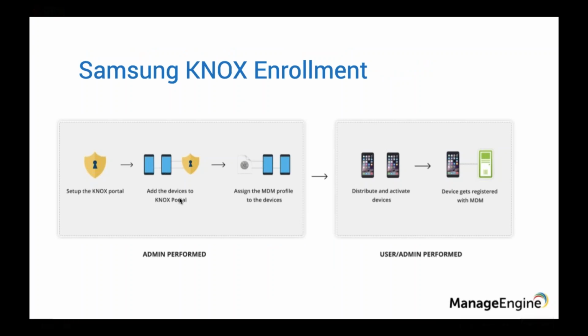The second is to add the devices to the KNOX portal. The third and final step is to assign the MDM profile on the devices. Once the admin performs all these steps, the next thing is to activate the device.